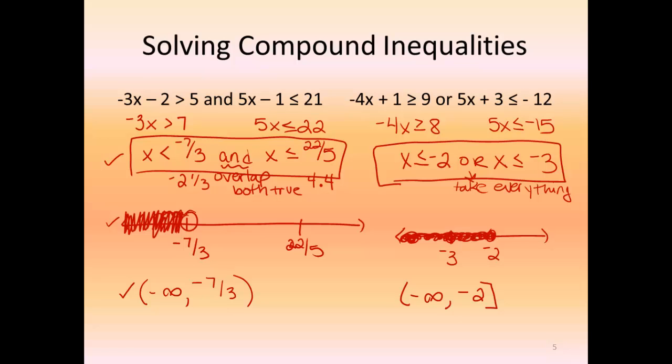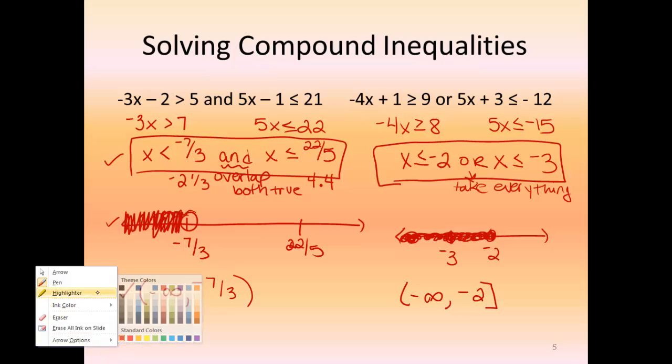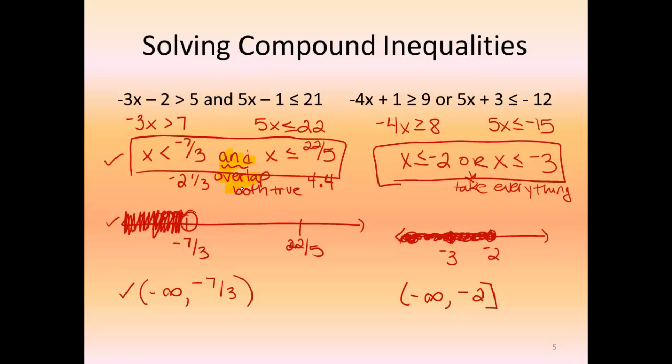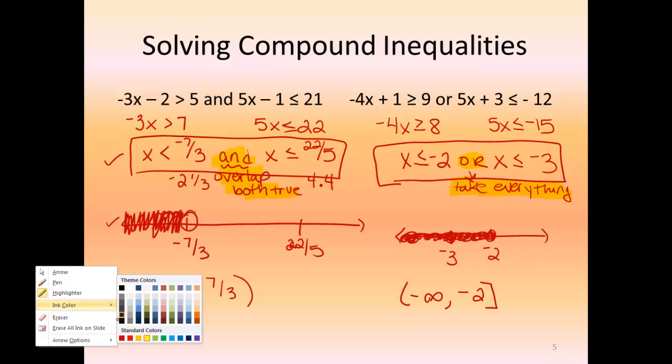Alright, so solving compound inequalities. You end up with 2 inequalities to solve and then have to decide. On an AND statement, you're going to look for some overlap. In other words, where they're both true. On an OR statement, you don't care where they overlap. You're just going to graph everything. And then once you have those graphs, then you can write the interval notation.